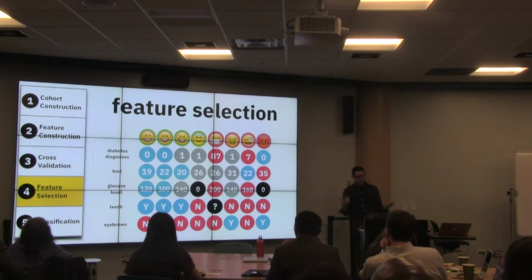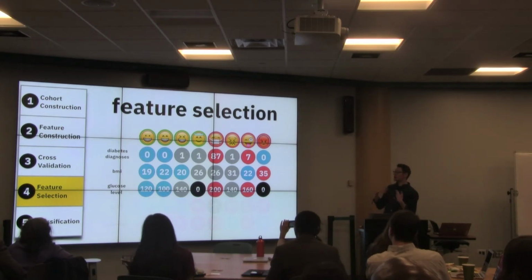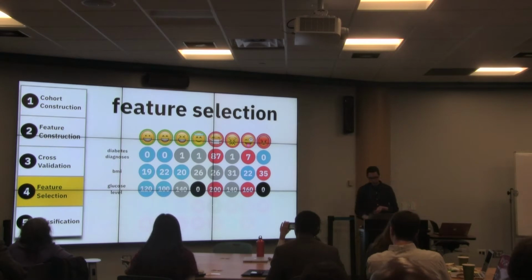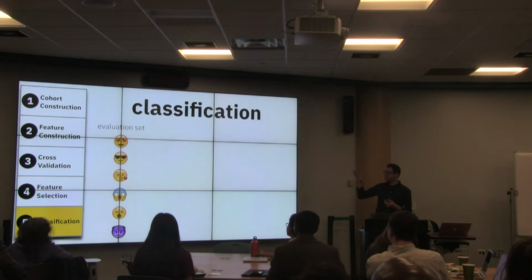Another important step is feature selection. So not all of these features are important. So oftentimes to make the models a bit simpler, you'll remove the less important features. So how do you figure that out? How you do that is an important part of the process. And then finally, after that is classification. We have this evaluation set. These patients we want to predict if they're healthy or not.